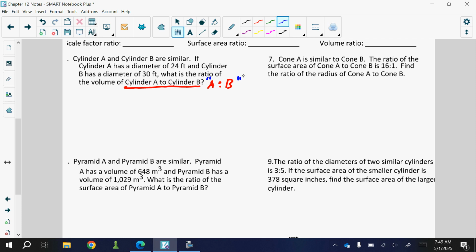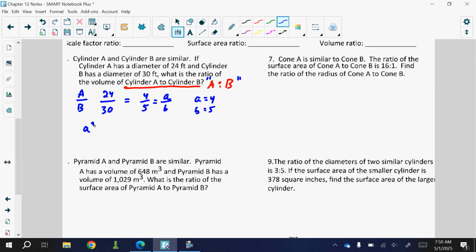Okay, so no problem. It gave us linear measurements, diameter, just meaning it's just a side, it's not area or volume. And we're doing A to B, which means we could do A over B. So cylinder A has a diameter of 24. Cylinder B has a diameter of 30. So if we simplify that, that is 4 over 5. Now again, this is A over B. It wants the ratio of volume. Well, we already have A and B. A is 4, B is 5.